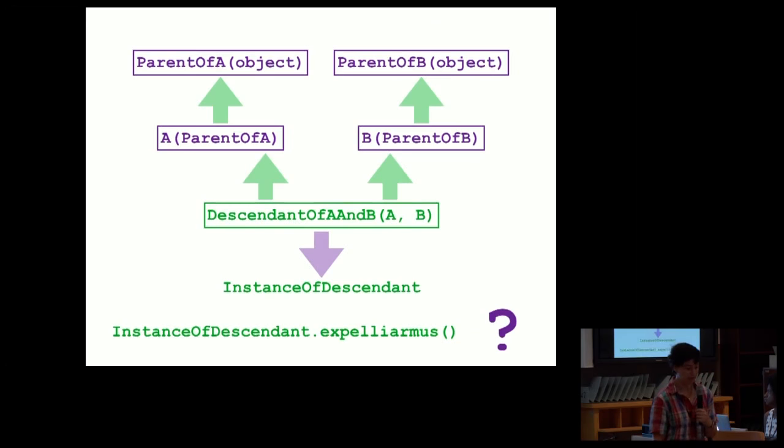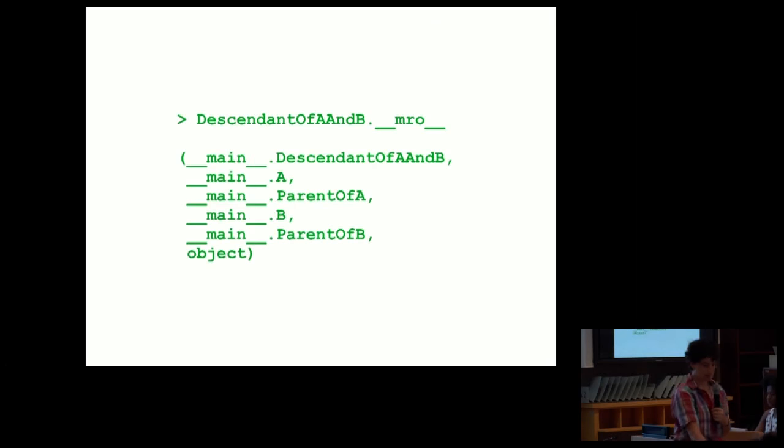Every programming language has a set of rules for determining the MRO for a class. So Python does left to right depth first. In this case, you would look at the leftmost parent of the class, and then that parent's leftmost parent, et cetera, until you hit object, and then you go back. And so for this, the MRO of descendant of A and B looks like that. First you go to the class itself, right? Because the method might be there, and then A, and then parent of A, and then B, and then parent of B, and then object, finally.